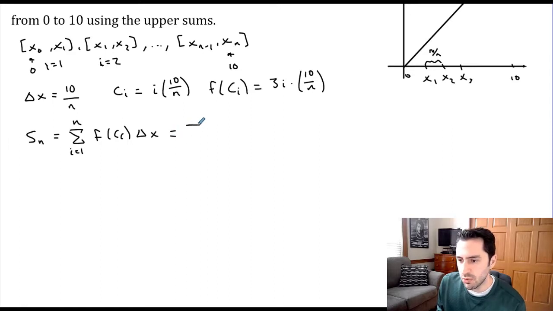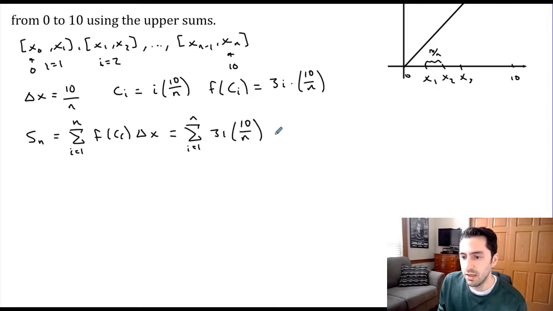And then plugging in what we know, so I've got my sigma, i is equal to 1 to n. f of c sub i, we figured that out, is 3i times 10 over n. And delta x, the change in x, the width of each rectangle, is also 10 over n. Now we just want to calculate this sum.